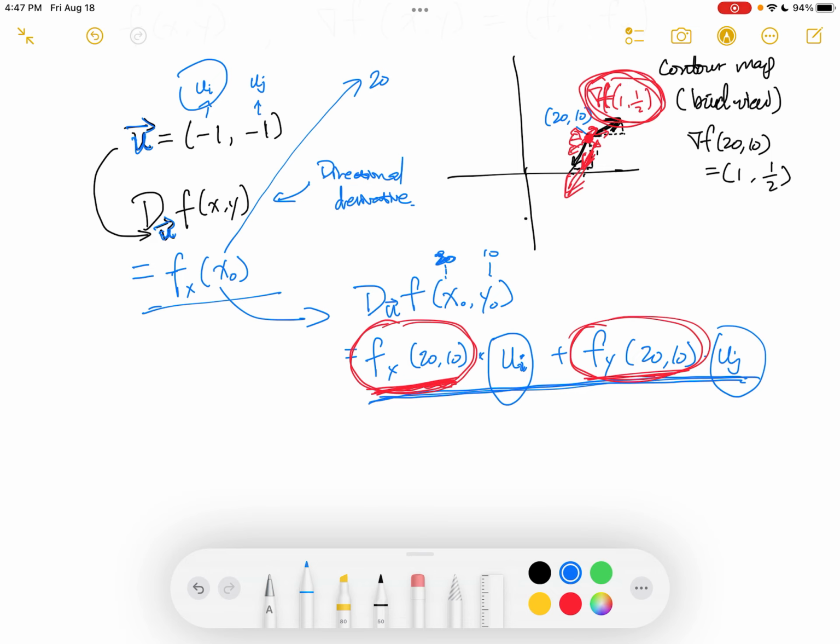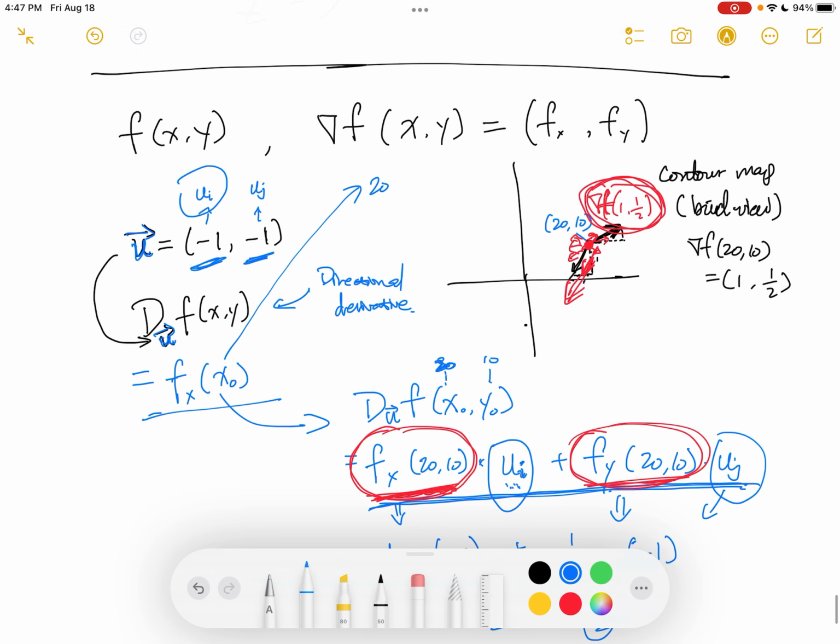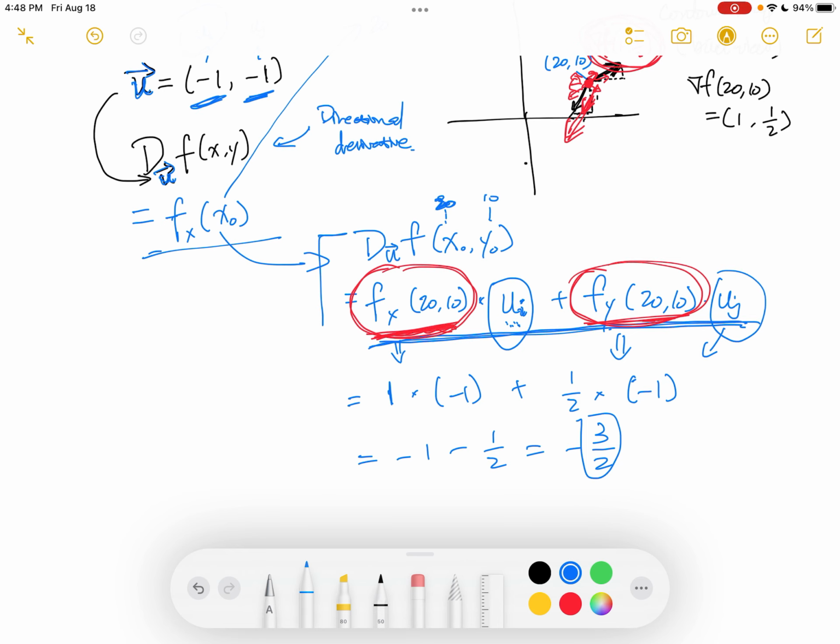So then this value here was 1 times the direction in the i direction, which was -1, and your gradient element 1/2 times your directional vector element for j, which is -1 as well. That's -1 and -1. So this gives you -1 minus 1/2, which equals -3/2, meaning that you're experiencing a decrease in elevation by this much. And that's how you approach these types of questions. The key is this step here. There's not much to it besides the procedure that you would follow.